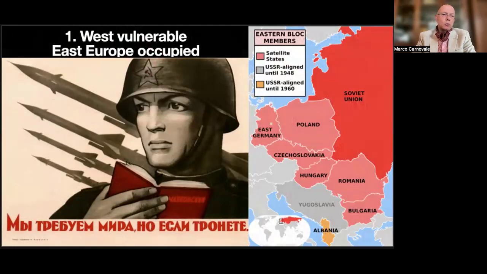Eastern Europe was occupied by the Soviet armies against its will. The Soviet system was imposed on them, and the West felt very vulnerable. This is the first reason that brought about the creation of NATO.